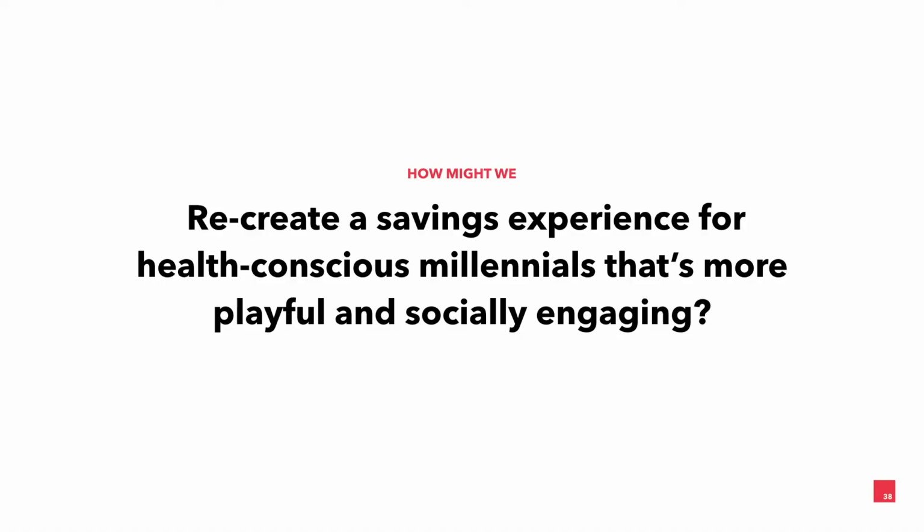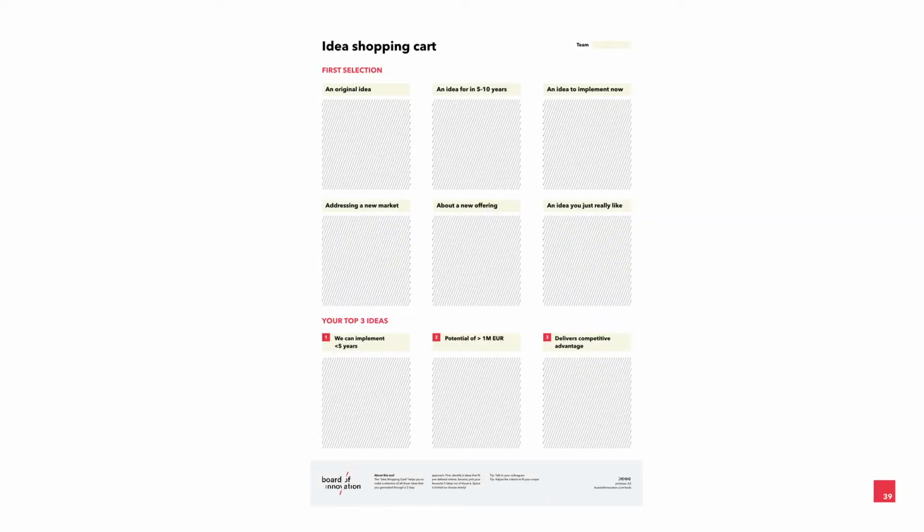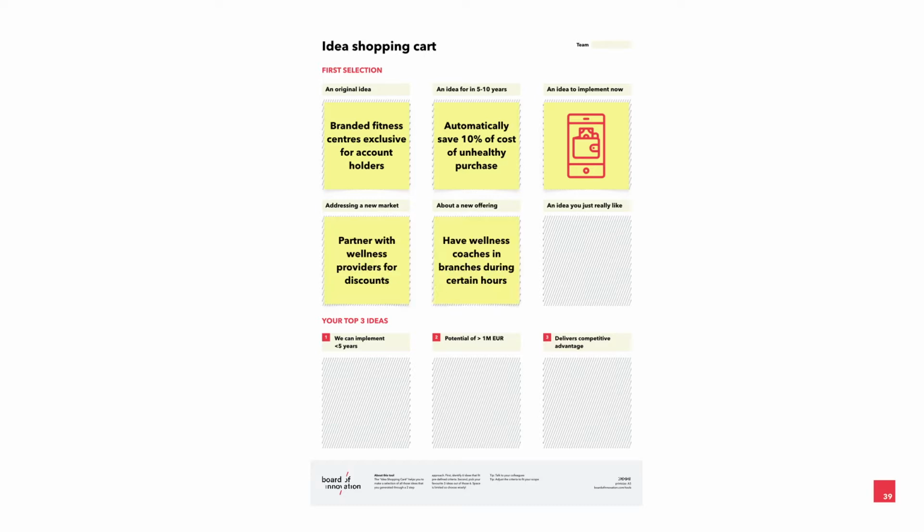Remember that we're working with this how might we statement. It's important to reiterate this every time you're using a new tool. So let's say this is my personal idea shopping cart. I really like the idea of a branded fitness center, automatically saving 10% of unhealthy purchases. I really like the app idea as well, and there's 3 others that I also really liked.